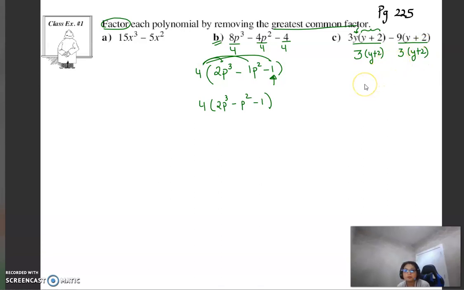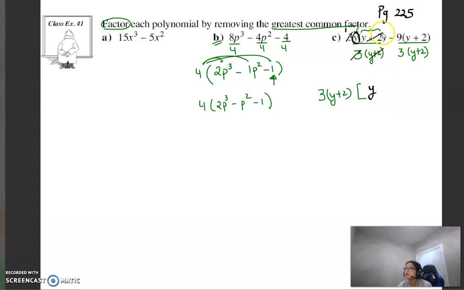So y plus 2 represents a number. If you knew what y was, we would have just said y plus 2 becomes one number. So that's why we treat it like a single number. So what's my GCF here? 3 times (y plus 2). And what's left? Let's see. 3 divides the 3, so that becomes a 1. Nothing divides this y out, so that will be left here.